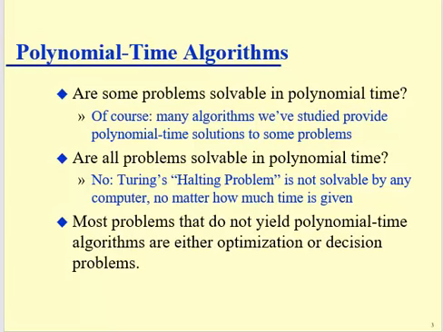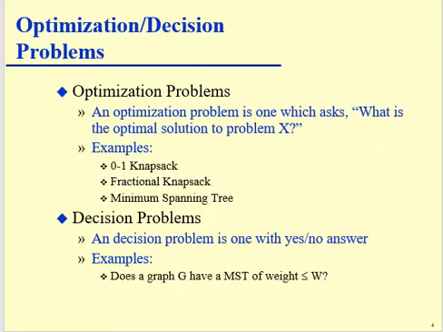Now, what's the difference between optimization problems and decision problems? Like I have already told you, an optimization problem asks what is the optimal solution to the problem X. Optimal solution means they have to maximize or minimize something. Like if we take 0/1 knapsack and fractional knapsack, in these problems we have to maximize the profit. And in minimum spanning tree, we need to find a tree from a graph such that the sum of all the edges is minimum. That means we are going to maximize or minimize something.